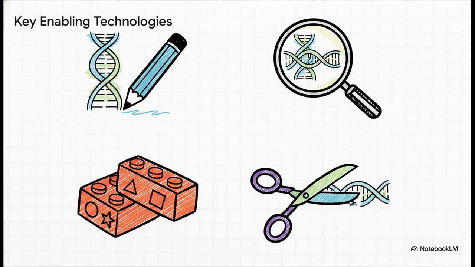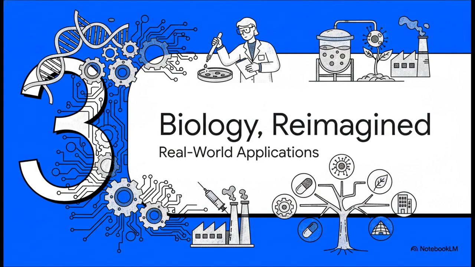So what's powering this whole revolution? Well, it really boils down to a few key technologies. First, our ability to write DNA through synthesis and read it through sequencing has gotten insanely cheap and fast. Then you have this brilliant idea of modularity, creating standardized parts, kind of like Legos, that you can just snap together to build new biological systems. And of course, the big one, CRISPR. It's basically the ultimate find and replace tool for the genome. So, with this incredible toolkit in hand, scientists are doing some absolutely mind-blowing stuff. Let's look at how biology is being totally reimagined.